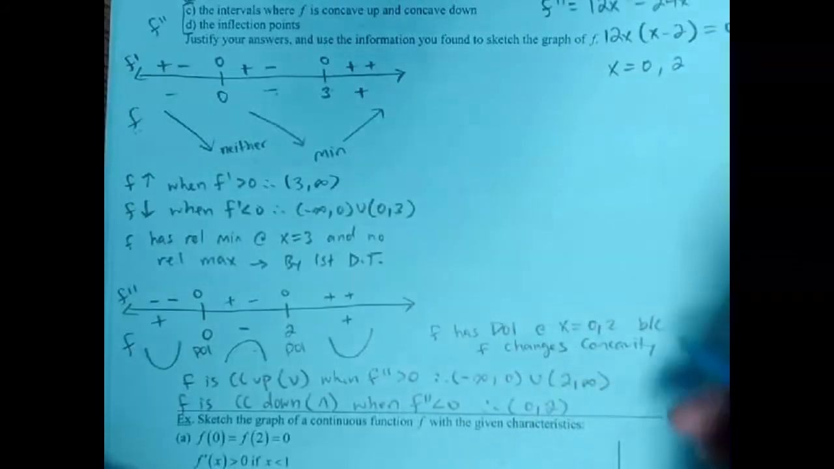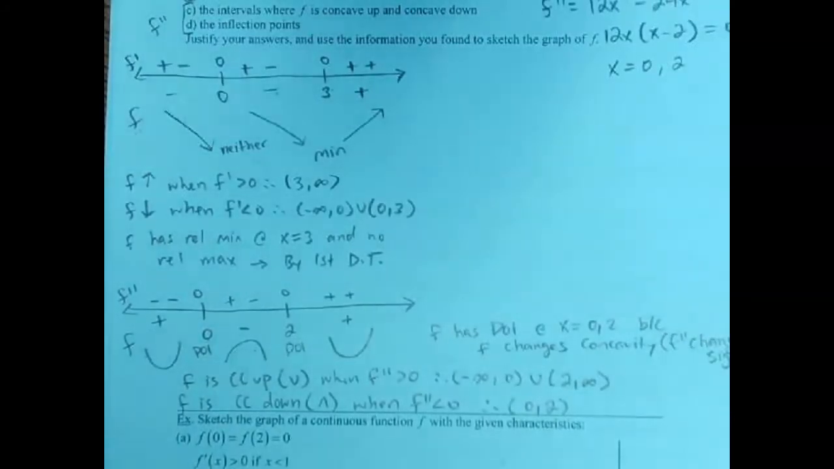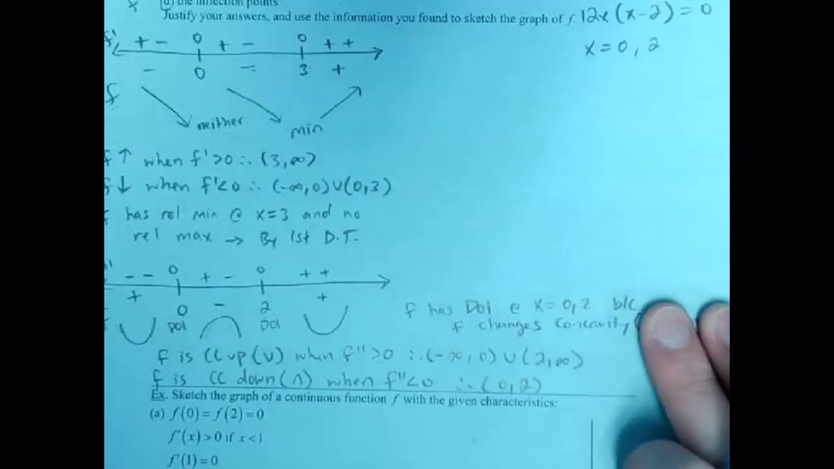And you could say second derivative changes sign. That's an equally good justification. But if you just say F changes concavity, your justification is always going to be good. You don't have to worry about writing anything else. But there are other equivalent statements you could say, like second derivative changes sign. But I would just recommend F changes concavity.